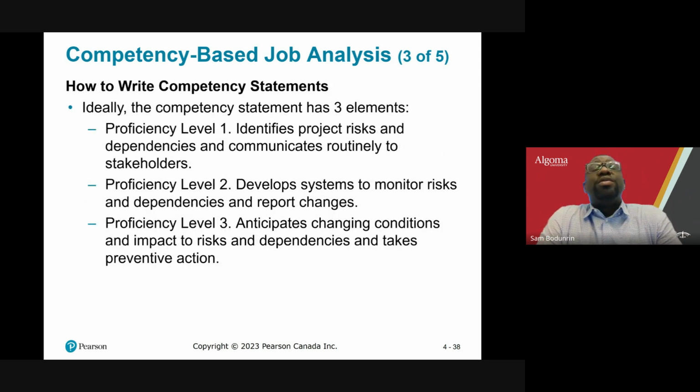Now, how to write a competency-based job analysis. We have three levels here. We have competence proficiency level one that identifies the key projects and dependencies, and communicates to the stakeholders. Then the second one talks about developing systems to monitor dependencies and report changes. Then we have proficiency level three, that anticipates changes, changing conditions and impacts to risk and dependencies, and takes preventive actions.